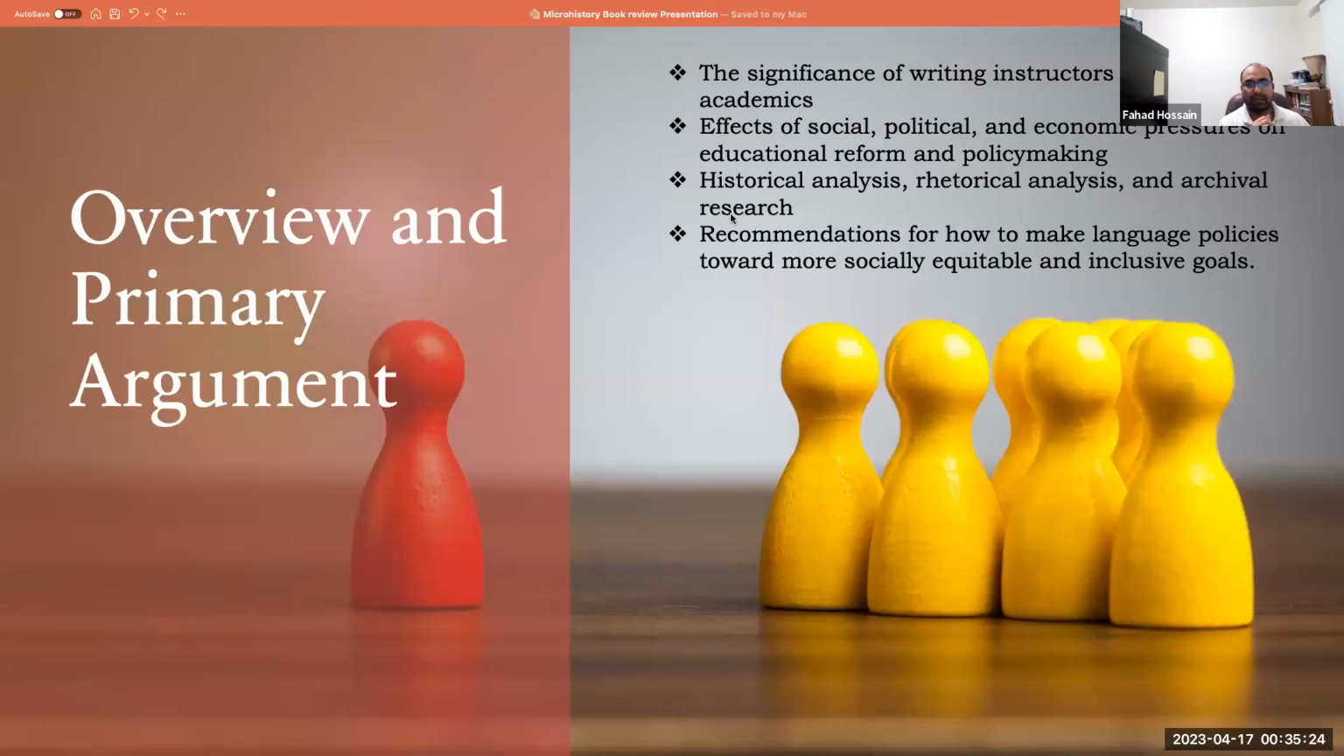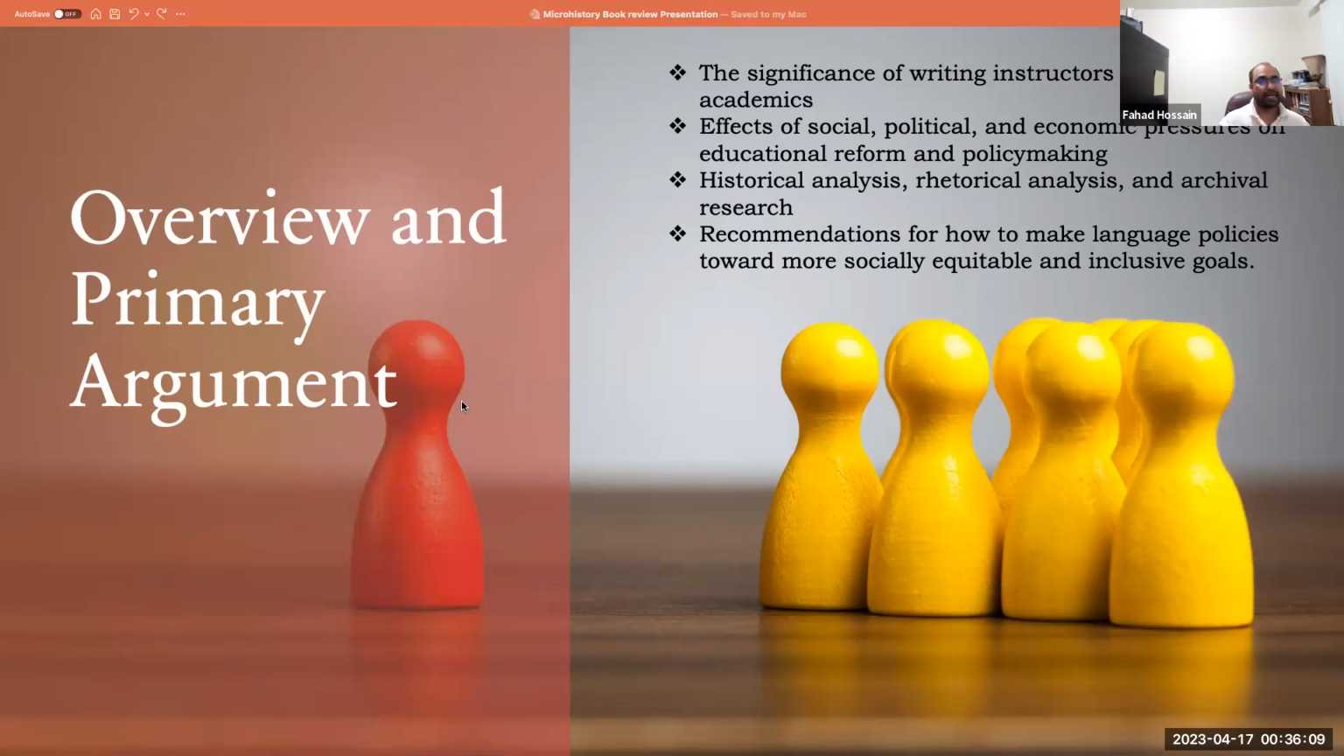Before we go into the chapter descriptions and everything, I would like to give an overview and talk about the primary arguments. The book argues that language policies are complex texts, and contextualization and taking long-term considerations and perspectives are very necessary to find out the outcomes of different language policies. It also shows how different socio-cultural and political actions and economic forces play their roles in impacting educational reform and policy making. And in the United States, in this regard, it also considers different historical analysis, rhetorical analysis, and archival materials.